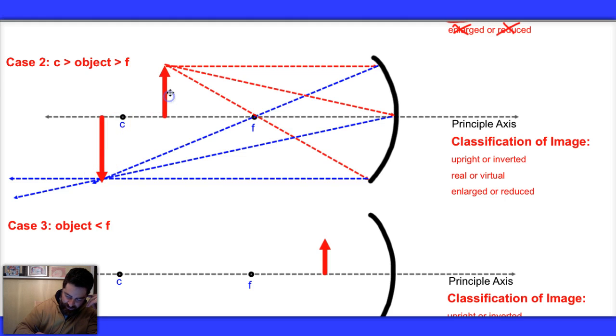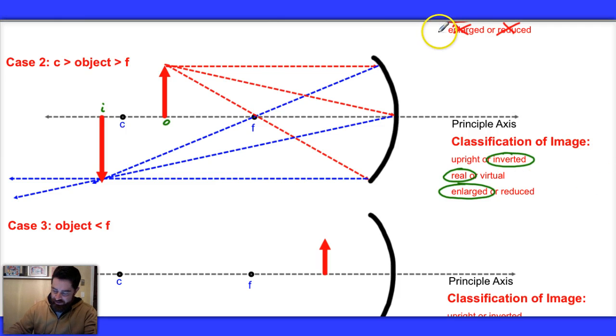Let me reset my object because that kind of got askew. I'll label them. Here's my object. Here's my image. And now we classify. Let's recognize that the image is inverted. It is, again, real. And it is enlarged. I have a magnification greater than 1 here. All right, let's go ahead and move on to this next instance.